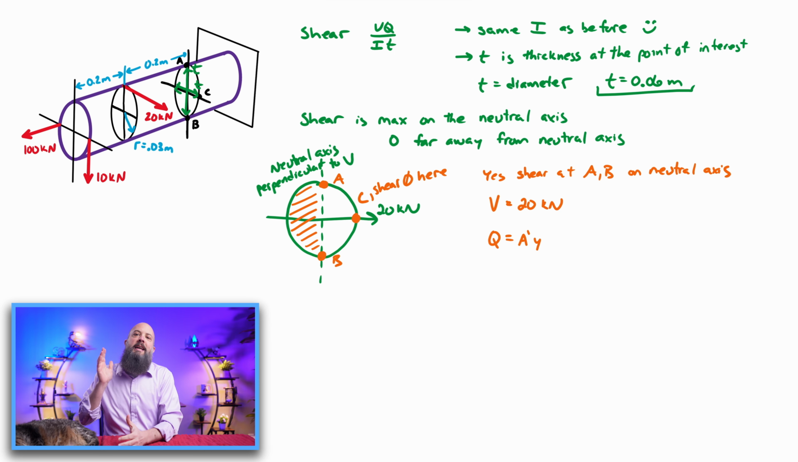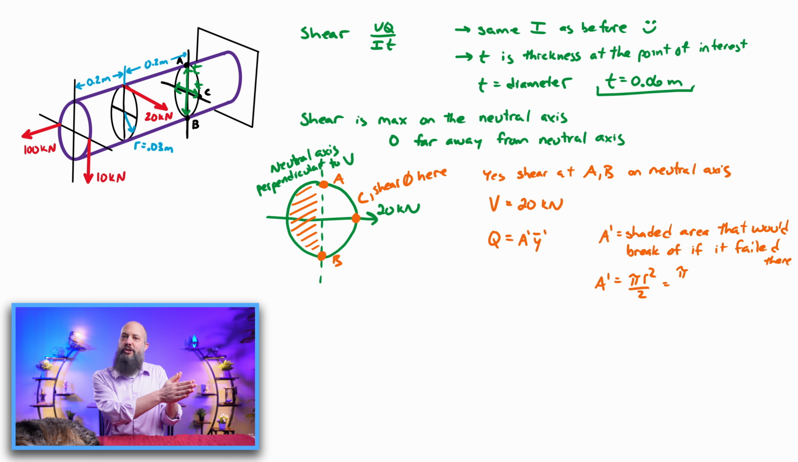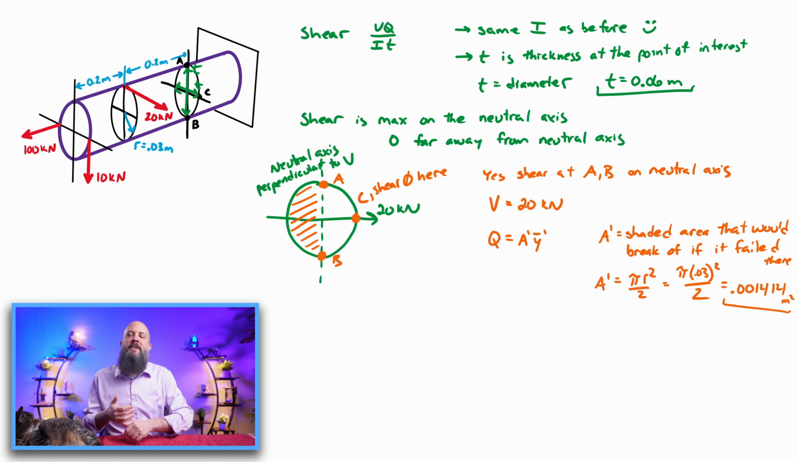So let's do first A and B. I'm highlighting in orange the part that would be affected if shear happened at A and B, right? If the piece actually sliced in half at the neutral axis, how much area would get sliced off? All of the area further away from the neutral axis than point A, which is a full semicircle. So V is 20 kilonewtons, that's our shear force. Q is A prime Y bar prime.